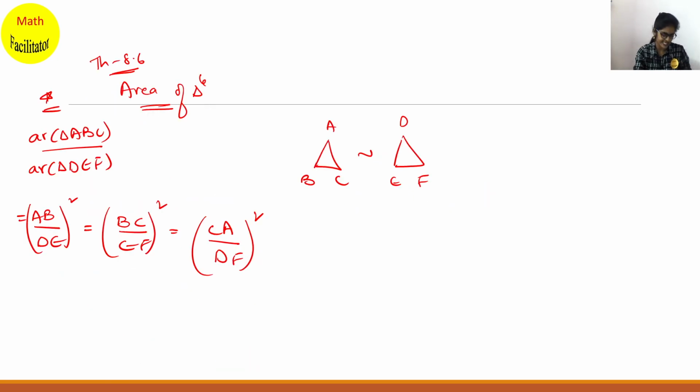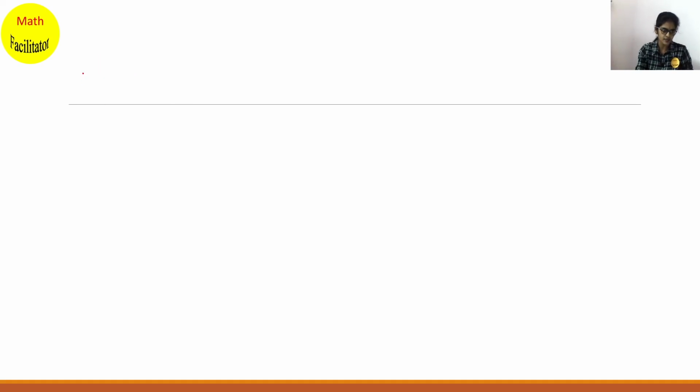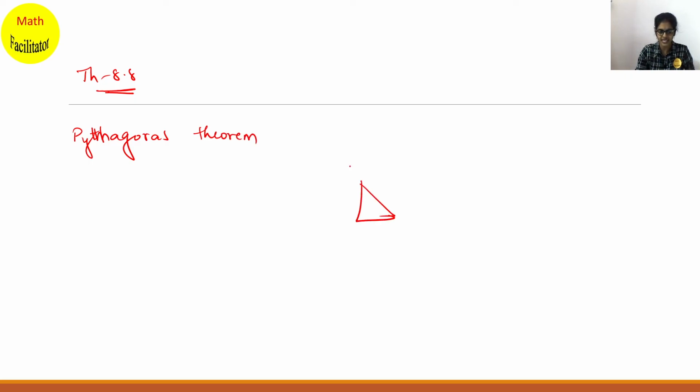Now 8.7 is the introduction of the Pythagoras theorem. Theorem 8.8 is the Pythagoras theorem. It is the simple Pythagoras theorem which you already know. I'll just summarize it. Pythagoras theorem states that if you have a right angle triangle ABC, and the right angle is at B, then the hypotenuse square is equal to the sum of the squares of the other two sides.